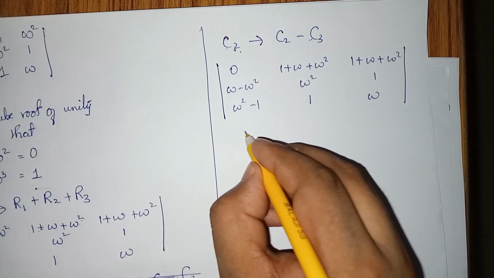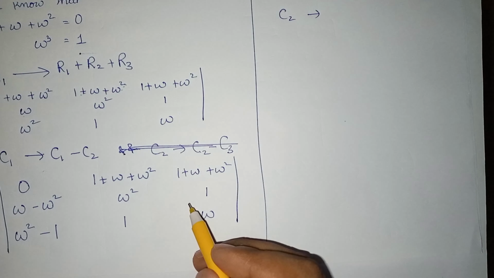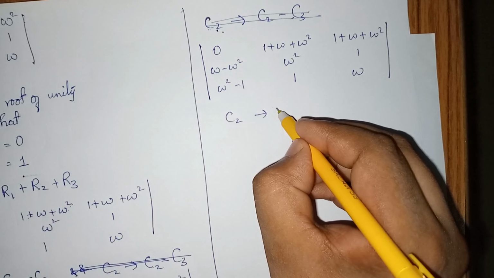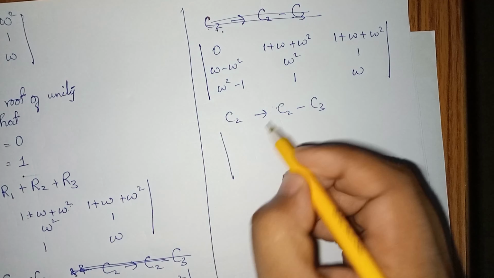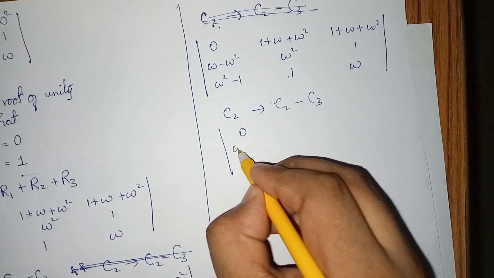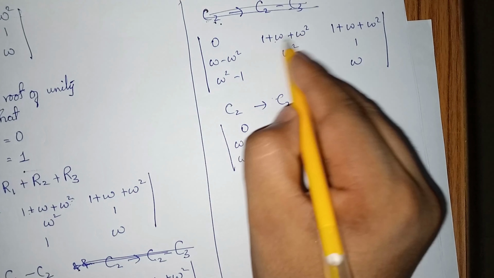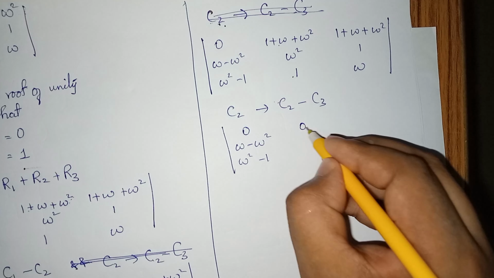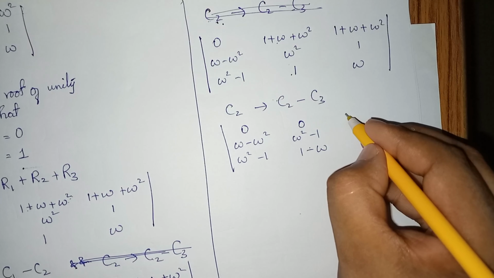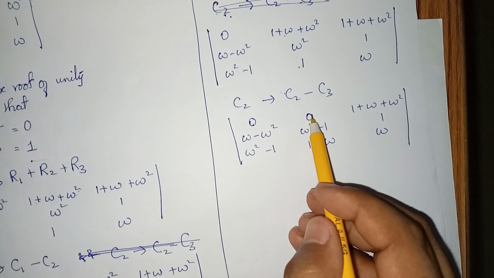I am writing the matrix again here. Actually this needs to be done here only, but since in the video it is not possible to show you both matrices, I have repeated it. Now, C2 tends to C2 minus C3. What is C2? This one, C2 minus C3. C1 has nothing to do: 0, omega minus omega square, omega square minus 1. After that, C2 minus C3, and these two numbers are the same, so it will be 0. Here I will write omega square minus 1, here 1 minus omega, and the last column will be the same: 1, omega.